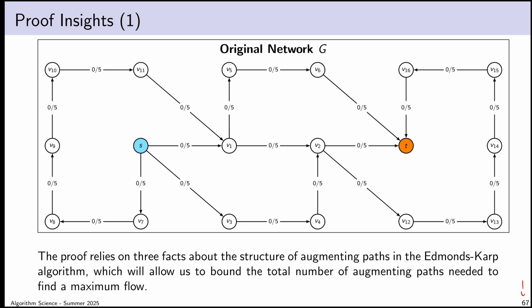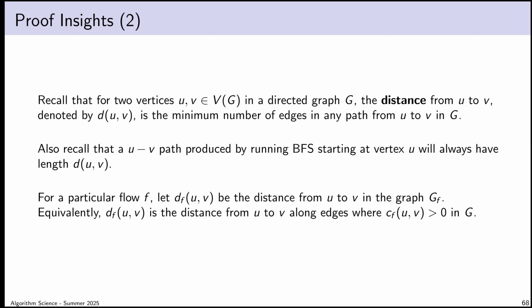And the idea behind these 3 facts is that if we take them all together, they allow us to bound the maximum number of augmenting paths we need to find before we hit a maximum flow. They allow us to bound the total number of augmentations needed in the worst case. Before I talk about those facts, I have to recall some notation.